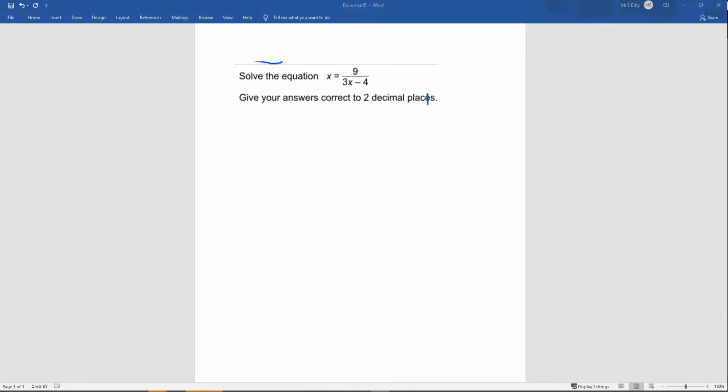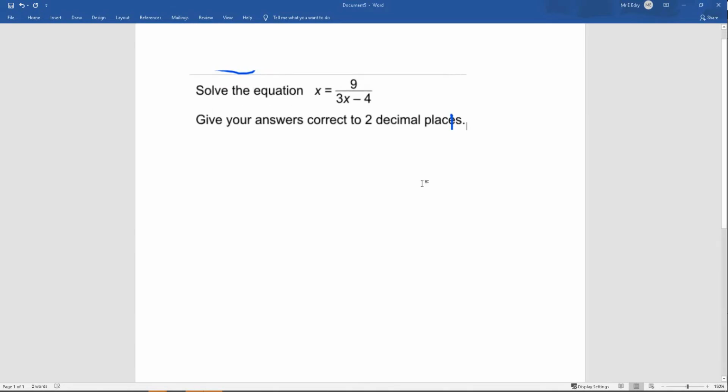To solve this equation, first of all, I'm going to get it into the form ax squared plus bx plus c is equal to 0. I'm doing this because that is the standard form for a quadratic equation. And if I get it into that form, I can solve it by using the quadratic formula x equals minus b plus or minus the square root of b squared minus 4ac all over 2a.